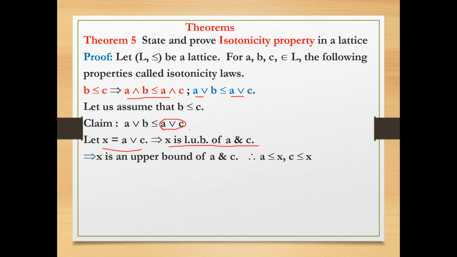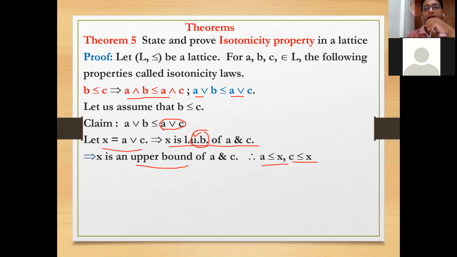So if x is a least upper bound, firstly it is an upper bound. So take only the upper bound condition. x is an upper bound of a and c. So you can say a is less than or equal to x and c is less than or equal to x. So, for the upper bound condition. Okay.